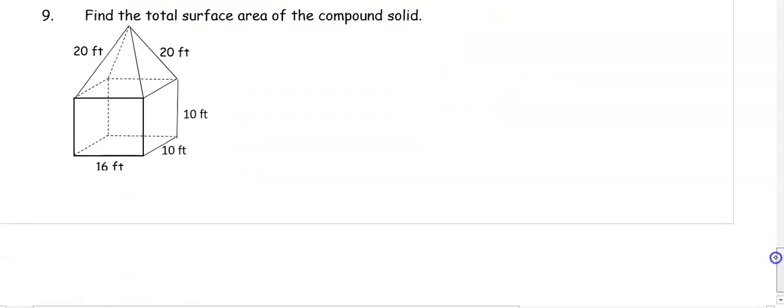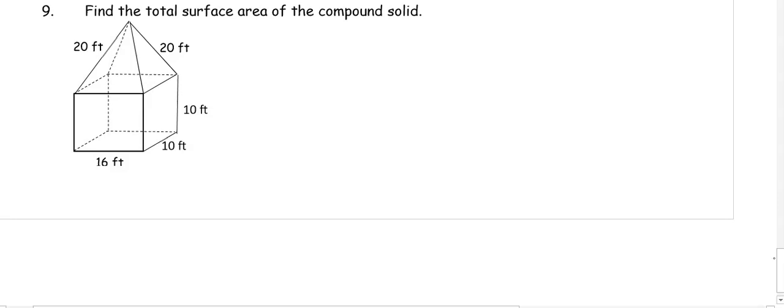Let's look at one more problem. So in number 9, we want to find the total surface area of the composite solid. As you're going to find out the total surface area, think about painting it. So this side in here, where the prism and the pyramid meet, we're not going to include that because nobody sees it. So what we want to do is we want to go shape by shape.